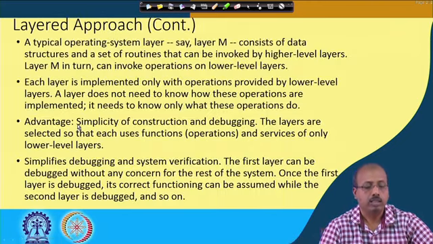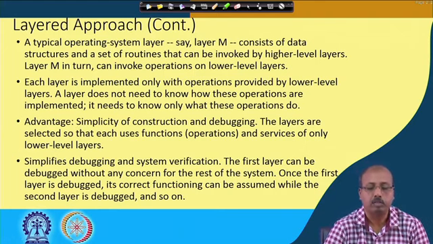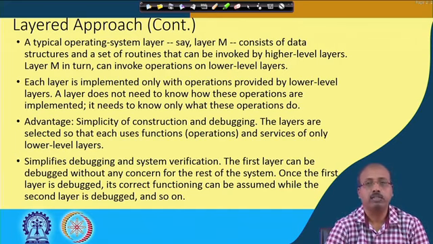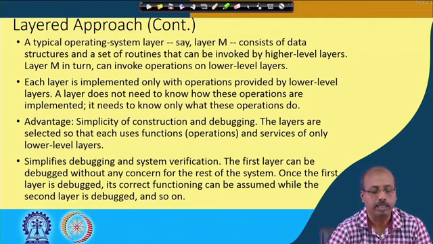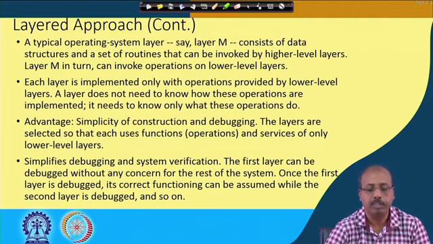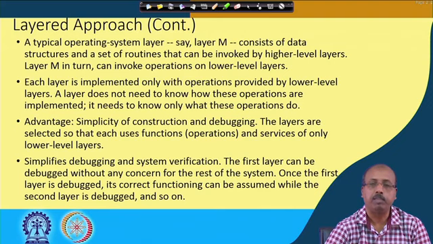So, in a typical operating system, layer M consists of data structures and a set of routines that can be invoked by higher level layers. This is what I was telling: at a lower level you implement some data structures and routines that are invoked by the higher level layers. Layer M in turn can invoke operations at a lower level. So, that is the complete hierarchy. Each layer is implemented only with operations provided by lower level layers. It will not try to do step jumping, or bypass a lower layer and directly talk to the lowest level.